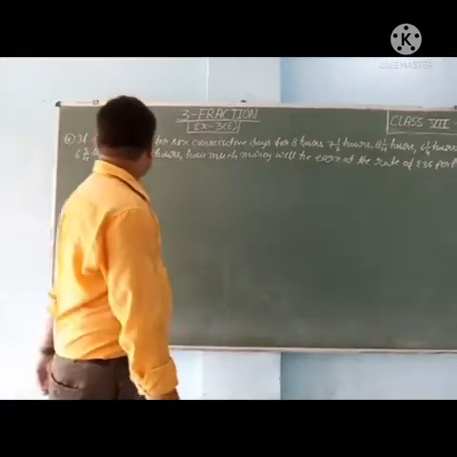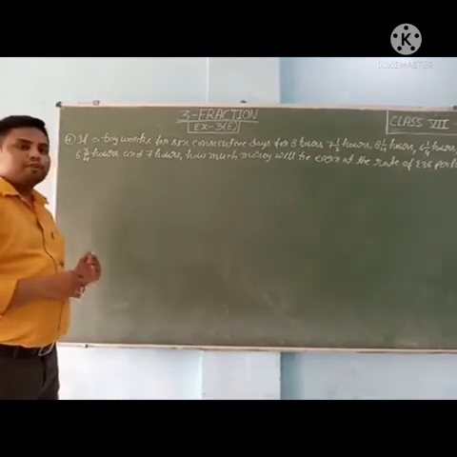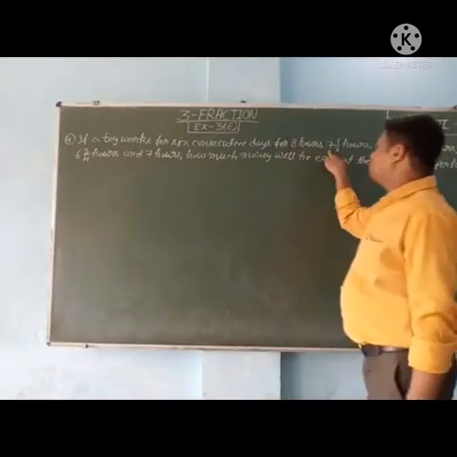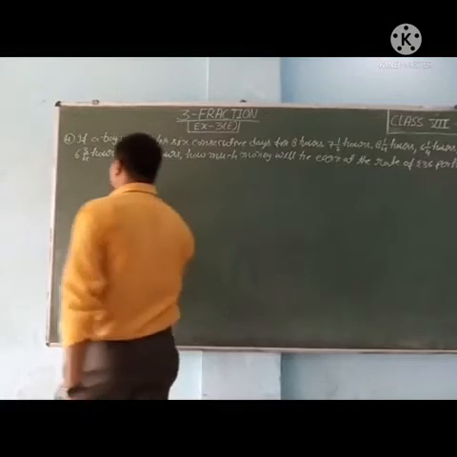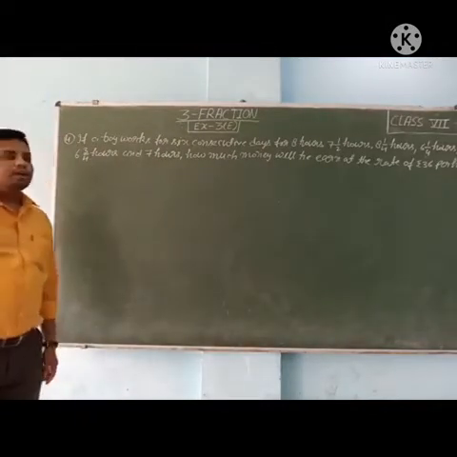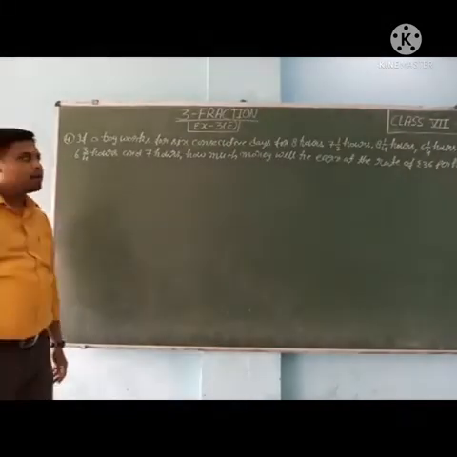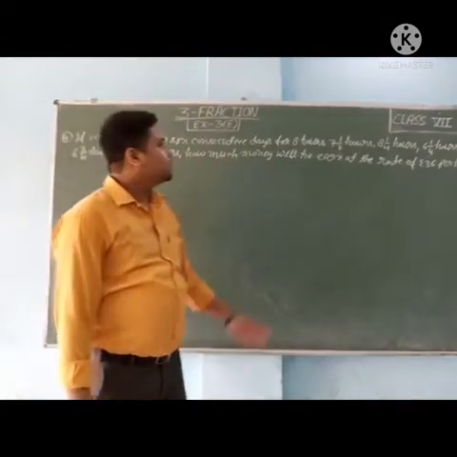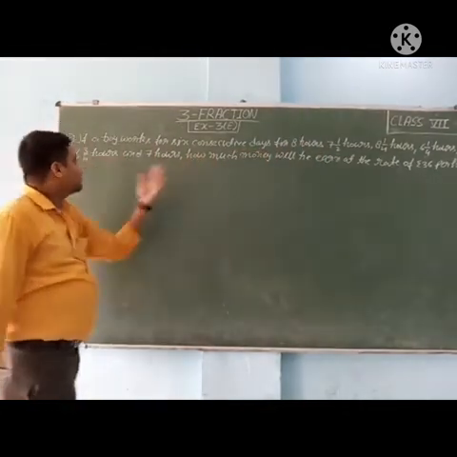Fourth sum is, if a boy works for 6 consecutive days. For the first day 8 hours, second day 7 whole 1 upon 2 hours, third day 8 whole 1 upon 4 hours, fourth day 6 whole 1 upon 4 hours, fifth day 6 whole 3 upon 4 hours, and sixth day 7 hours. How much money will he earn at the rate of rupees 36 per hour? So in the first day 8 hours, then second day, third day, fourth day, fifth day.